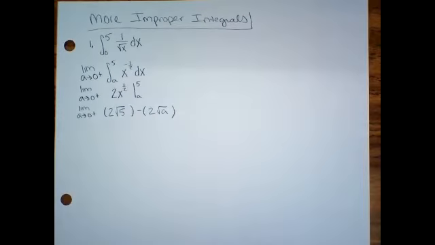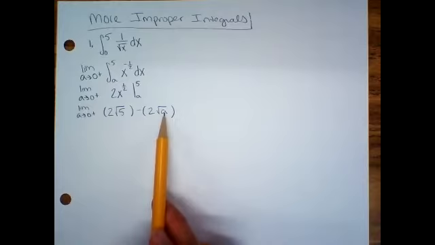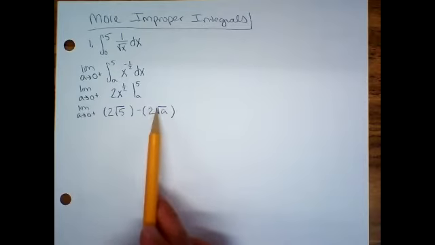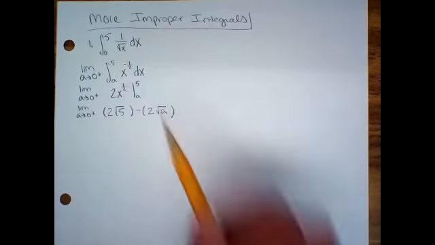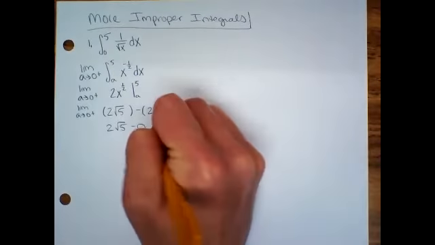And lastly, you evaluate the limit. So as a goes to 0, this entire thing goes to 0. And so your answer is just 2 square root of 5.